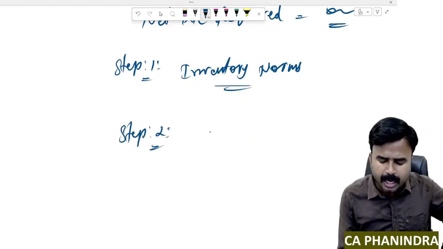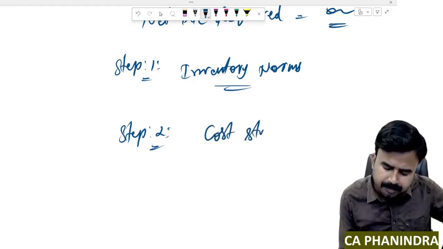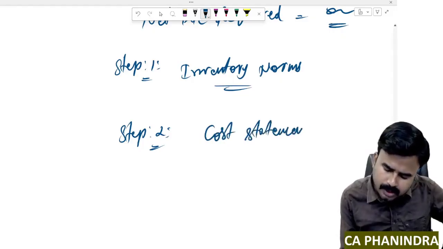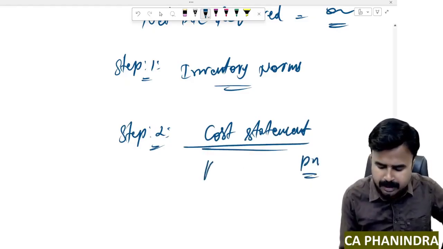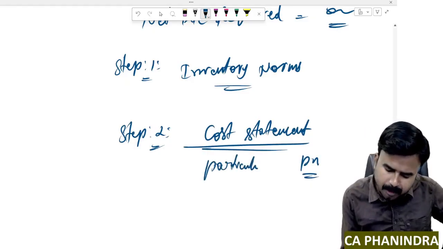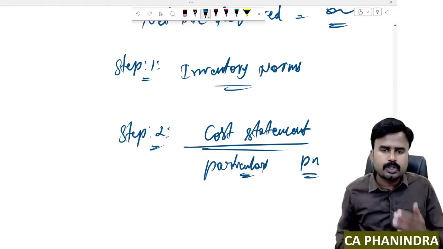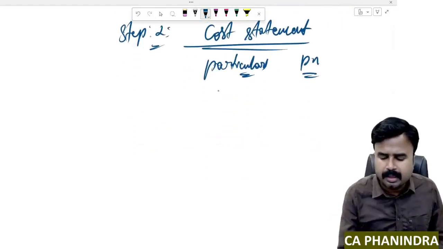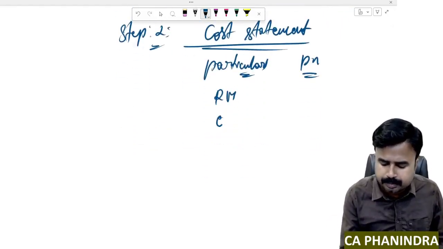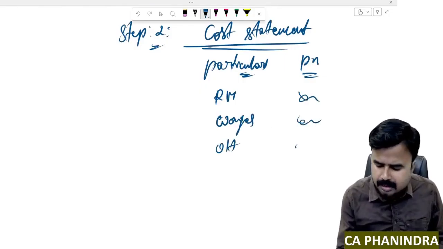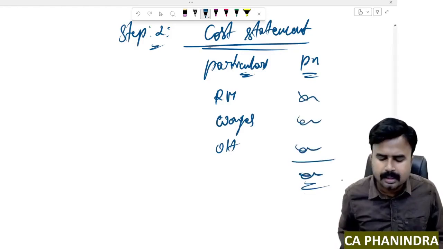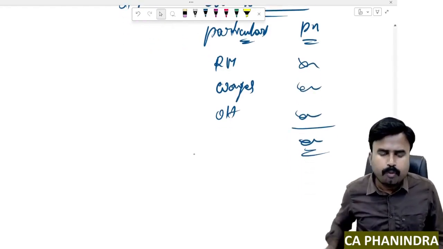In step 2, I'm going to prepare a cost statement. It's a per unit cost statement. That means you have to write raw material cost per unit, wages cost per unit, overhead cost per unit. Write the cost per unit of each cost component. Then go for step 3.